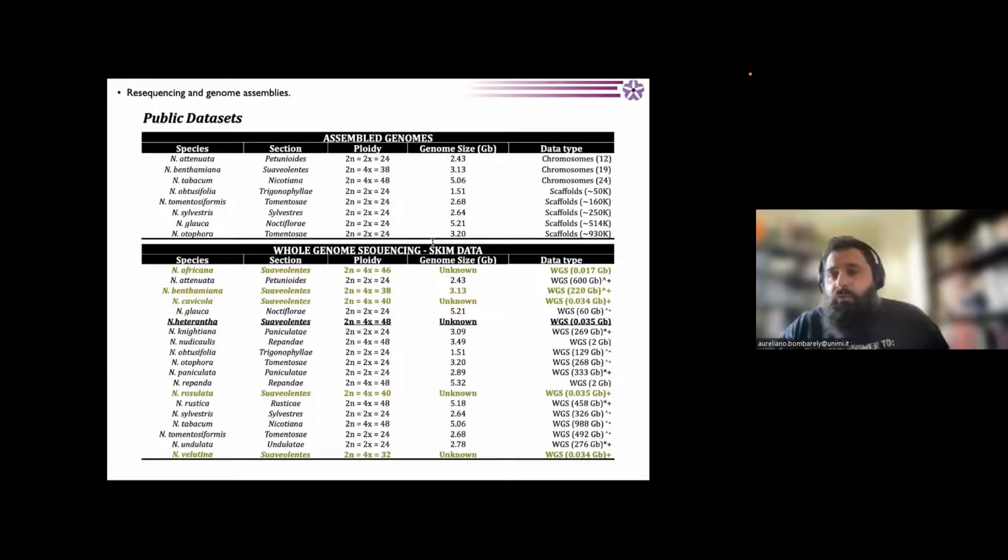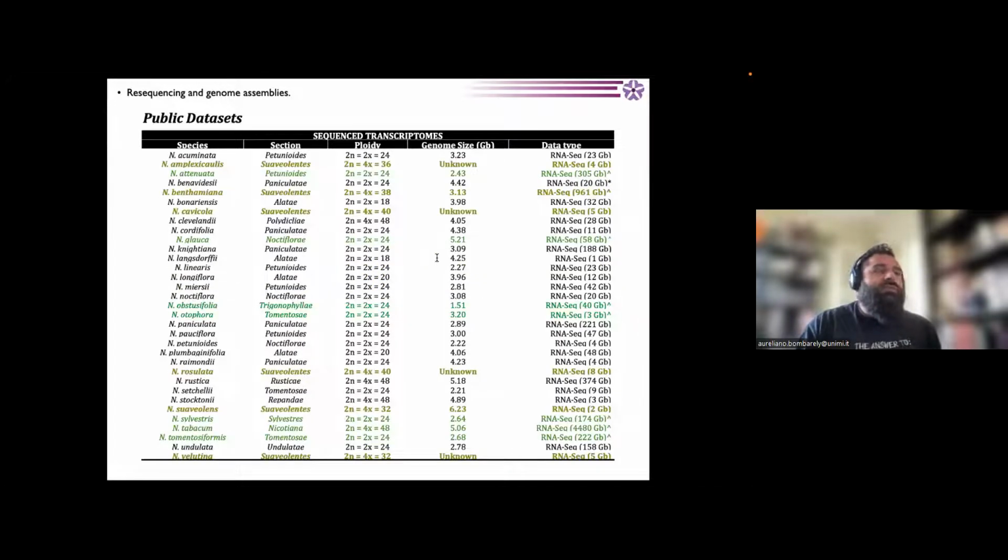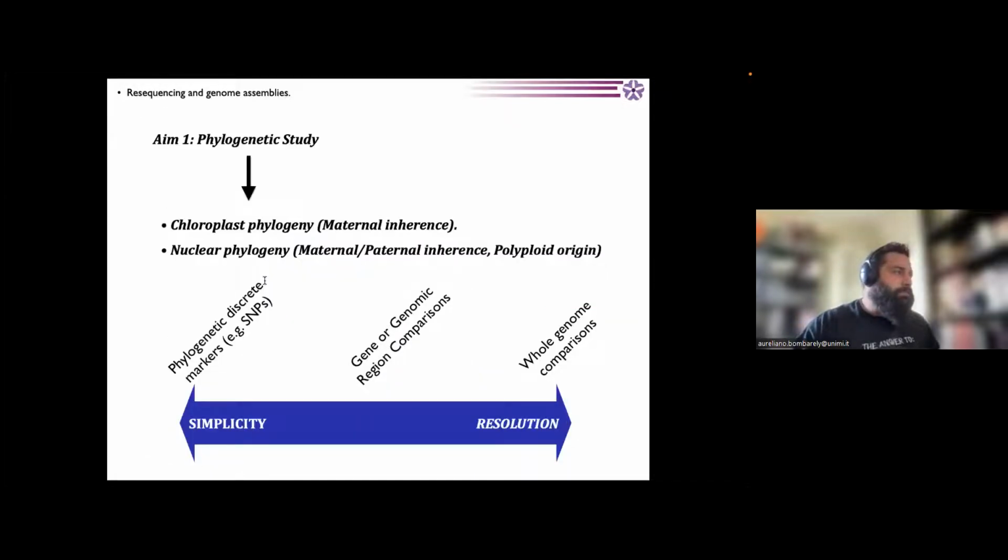Because we wanted to put everything in context, we also downloaded all the public assembled genomes that we had at that time, and also some scheme data, and all the sequenced transcriptomes that you can see here. In green are the ones with a genome sequence, so we didn't do these assemblies. For the ones without a genome sequence, for example Nicotiana linearis, we did the transcriptome assembly, trying to hunt as many genes as we can for our studies.